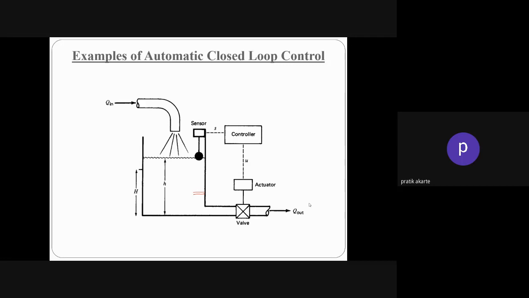That is what we call an automatic closed loop control system. I'll quote some more examples of closed loop control system. My first example that I'm quoting is automatic electric irons.